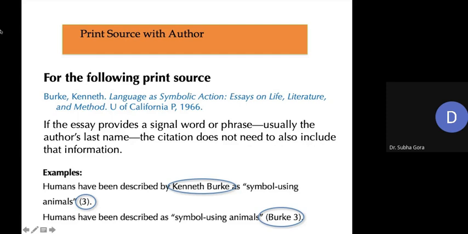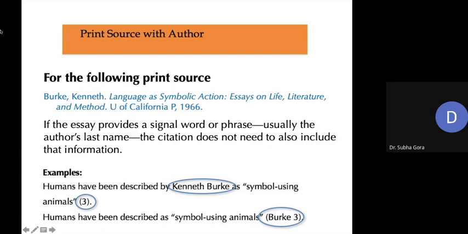Now, what about the print sources? So if you look at the examples here, for print sources like books, magazines, scholarly journal articles, newspapers, all the like, okay? Any print sources for that matter, what do you provide? A single word or a phrase. Usually it's the author's last name and the page number. Why do we do that? Because when you provide the word or a phrase in the sentence, you do not need to include it in the parenthetical citation. All right.